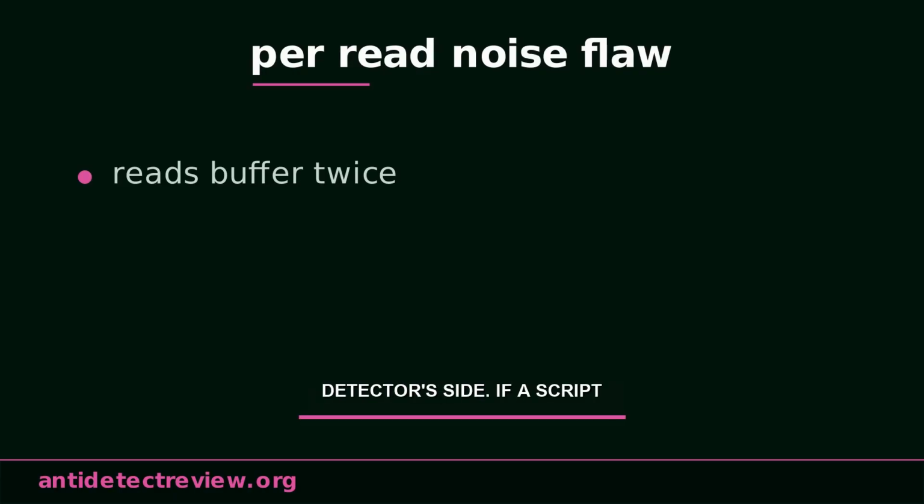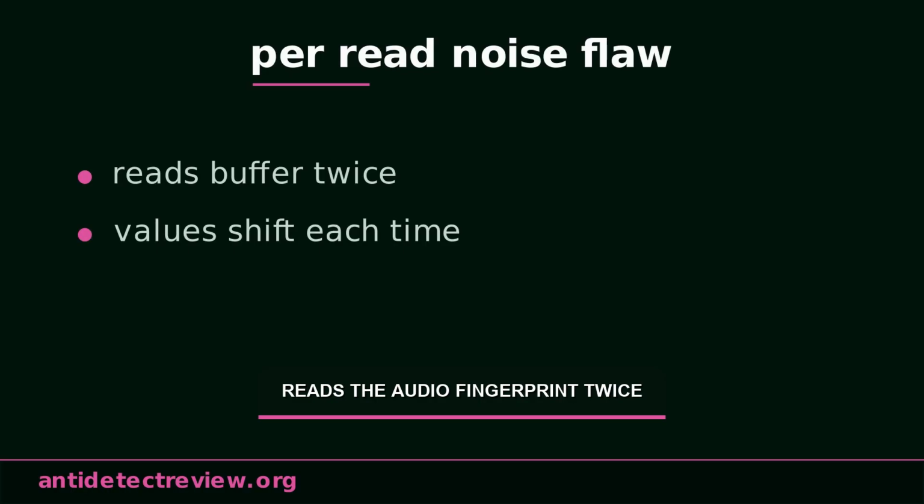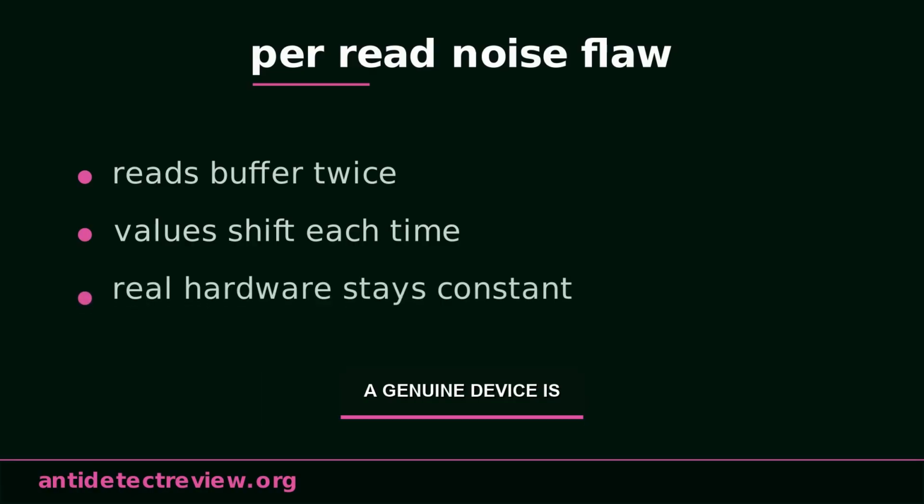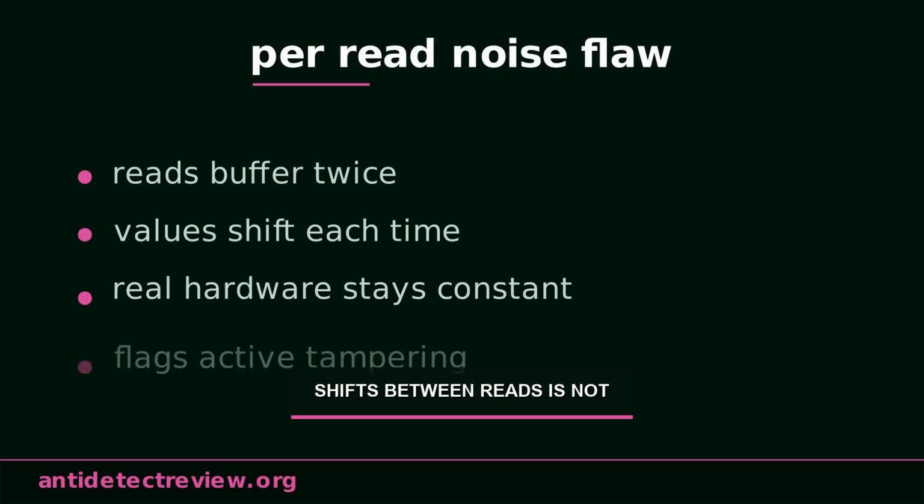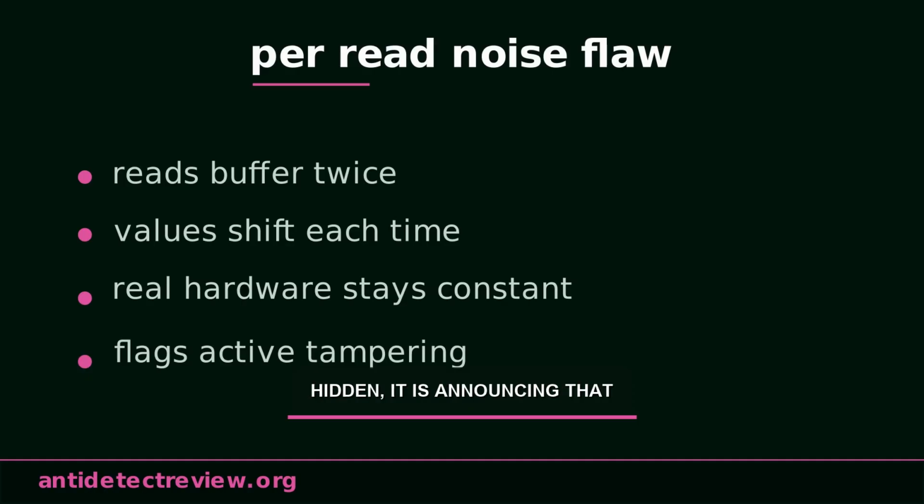Think about it from the detector's side. If a script reads the audio fingerprint twice on the same page and gets two different values, no real hardware behaves that way. A genuine device is deterministic. The same tone yields the same numbers every time. So a value that shifts between reads is not hidden. It is announcing that something is actively tampering with it.